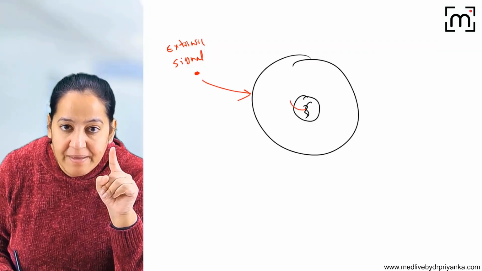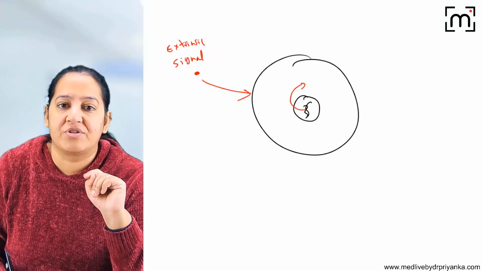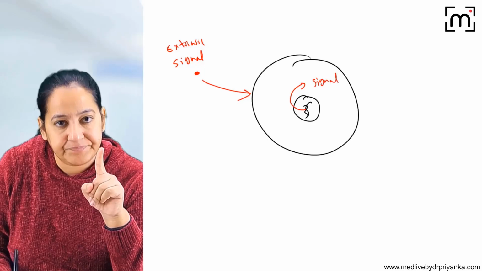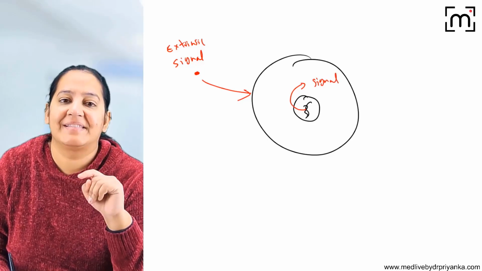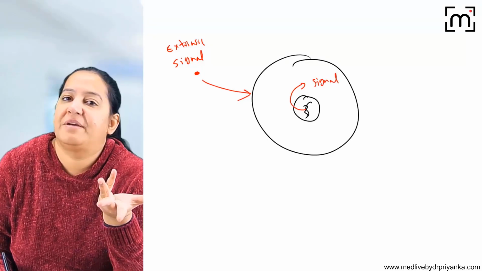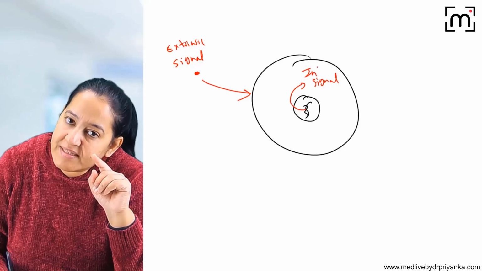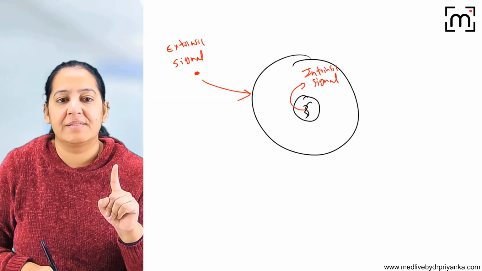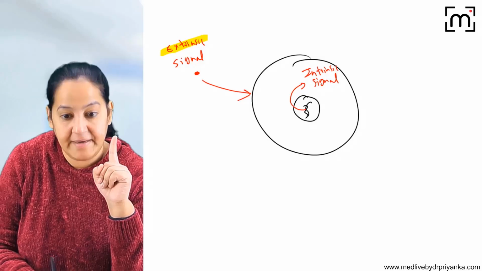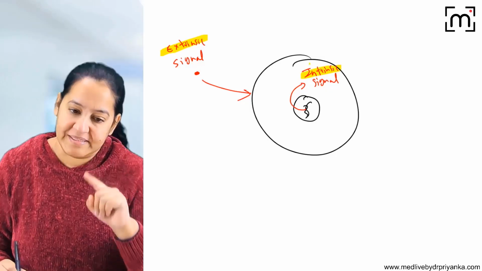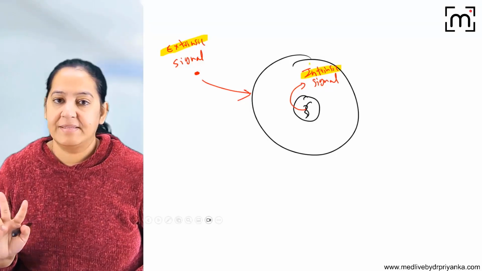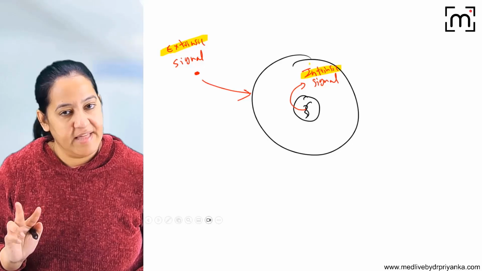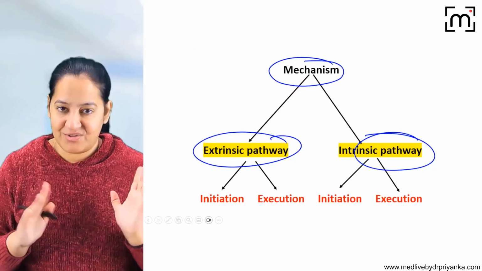Sometimes the signal is coming from inside the cell when the DNA gets damaged. So here also a signal is coming, but the signal is from inside the cell. The DNA is giving the signal that I am damaged, you just commit suicide. So this is known as the intrinsic pathway. So basically, in the extrinsic pathway, the signal comes from outside, and in the intrinsic pathway, the signal comes from inside. So please learn that. Those are the two types of pathway, extrinsic and intrinsic.